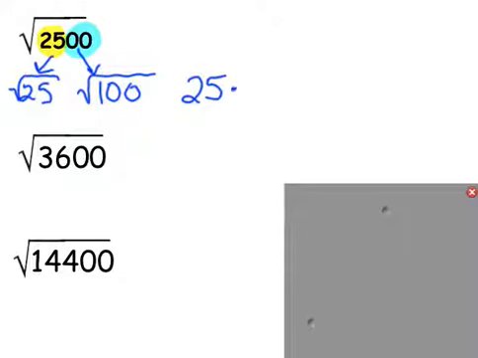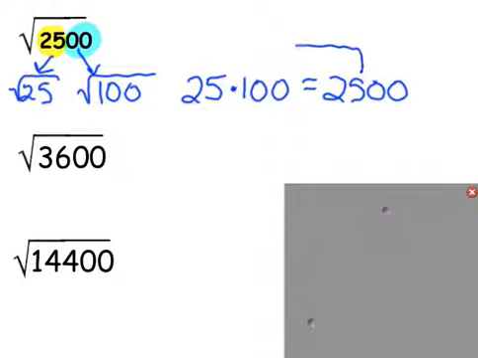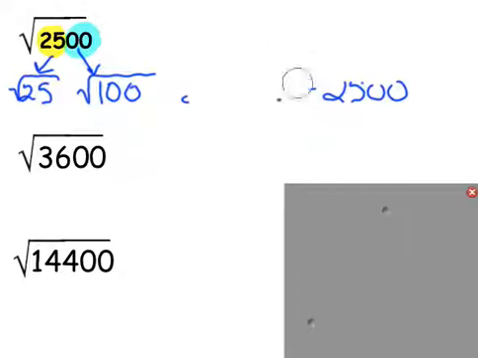When I rewrite this, I'm going to break this into the square root of 25, and I'm going to break this into the square root of 100. And the reason I'm doing that is because 25 times 100 is 2,500, which is the number we're starting with. Okay? So what I need to do is break this down into 2 numbers that are on our list.